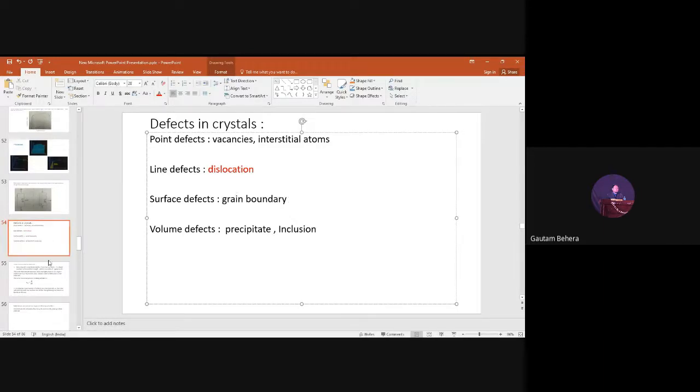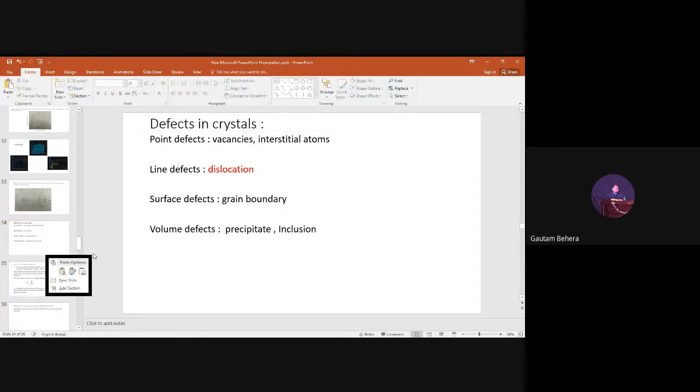Okay, fine. So can you people tell me, defects are always detrimental or deleterious for crystalline materials, or sometimes good? Yes, sir. There is an equilibrium concentration of defect present in a material always. Yes, that's fine. But my question is, do you people think that defects always deteriorate our materials' properties? No, sir. Sometimes it is good.